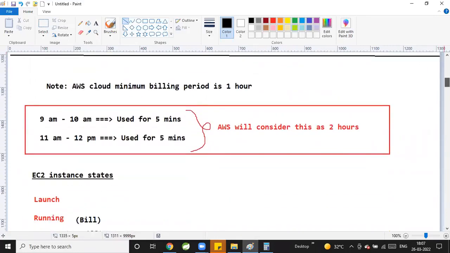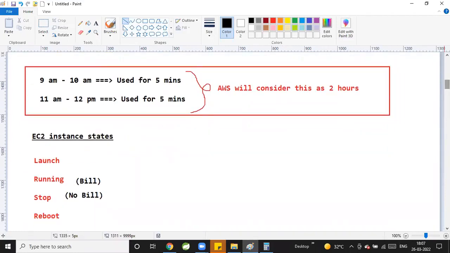AWS cloud minimum billing period is 1 hour. I have given you a scenario. 9 a.m. to 10 a.m. you used it for 5 minutes only. Then you stopped it. Again 11 a.m. to 12 p.m. you used it for 5 minutes. In this period 1 hour, in that period 1 hour they are going to calculate. So your total usage is 2 hours. They are going to consider these 2 hours.